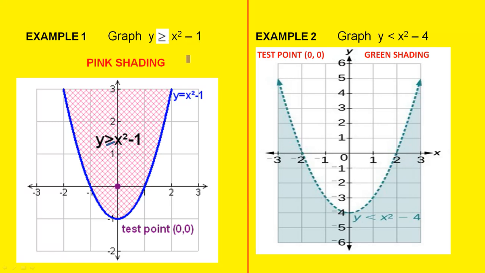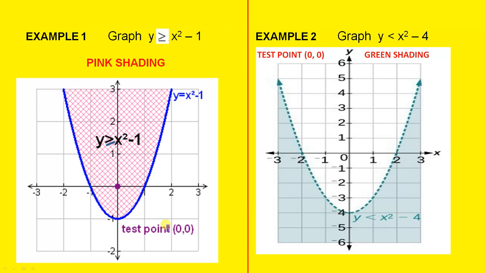The first thing we have to do is to draw the parabola y equals x squared minus 1. And that represents this blue line. So that's the first thing we need to do. So after we draw that parabola, we need to work out whether the shading we're after is inside or outside. That's basically what we're required to do.